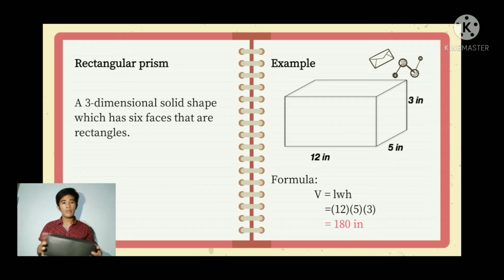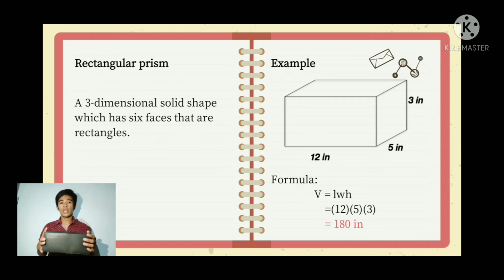So as you can see, the given are 12 inches, 5 inches, and 3 inches. Remember, the formula for getting the volume of a rectangular prism is volume equals length times width times height. This is the length of the rectangular prism, the longest side, and this is the width, and of course this is the height.